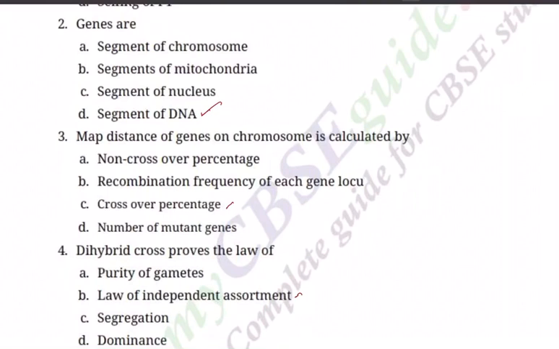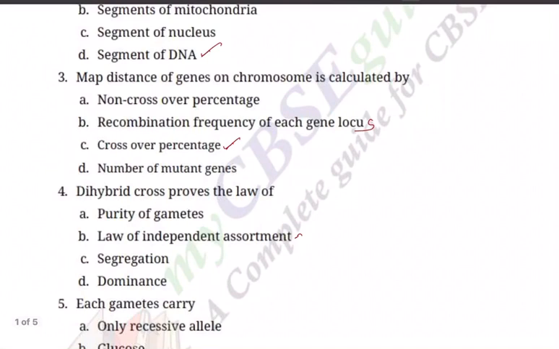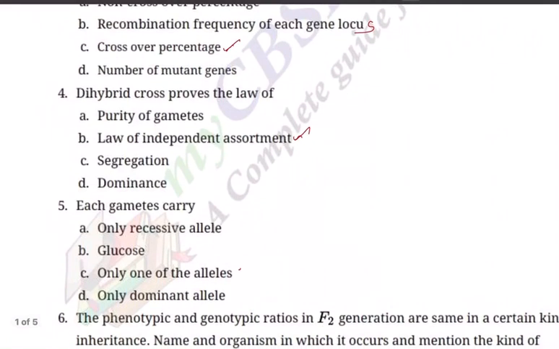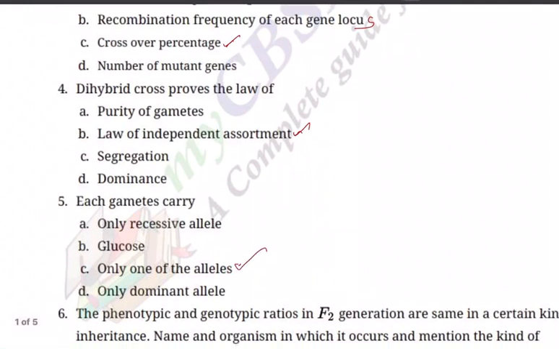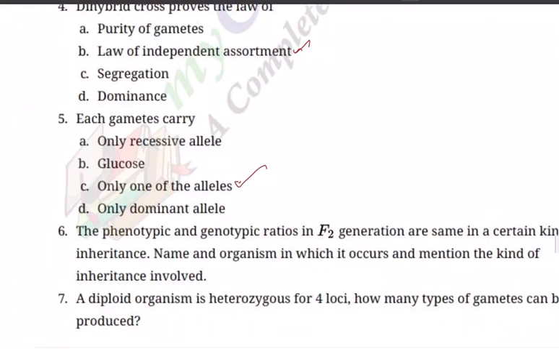Then third, map distance of genes on a chromosome is calculated by A, non-crossover percentage, B, recombination frequency of each gene locus, C, crossover percentage, yes exactly, crossover percentage, and D, number of mutant genes. Question 4. Dihybrid cross proves the A, law of purity of gametes, B, law of independent assortment, yes exactly, because the dihybrid ratio 9:3:3:1 indicates the law of independent assortment, C, segregation, D, dominance. Question 5. Each gamete carries A, only recessive allele, B, glucose, C, only one of the alleles, D, only dominant allele. Each gamete carries definitely one of the alleles, because meiosis takes place. Answer has to be C.